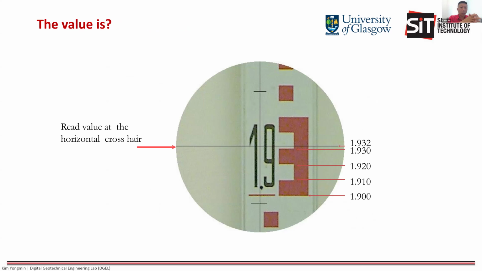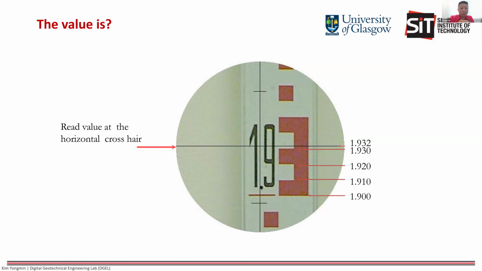So how to read the level? After you adjust the focus, you can see a very clear picture, but you may not know how to read, right? So firstly, the first step to establish the reading is that you see the number. You can see a big number 1.9, black color, right? So it should be somewhere around 1.9. And below 1.9, there is a red color line. So this line is actually 1.9 meter.